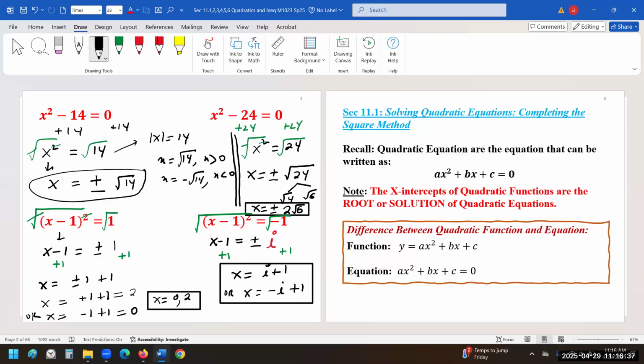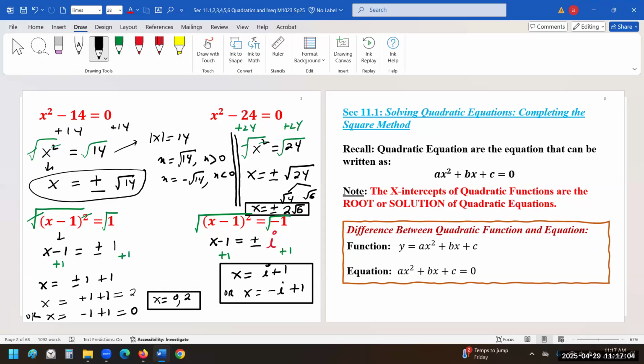So when you solve any quadratic, whatever you get for x, all these x's, we call them either the x-intercept, or the root, or the solution of the quadratic. Anytime you solve for x, it means you're solving for the x-intercept, or the solution, or the root of your quadratic.